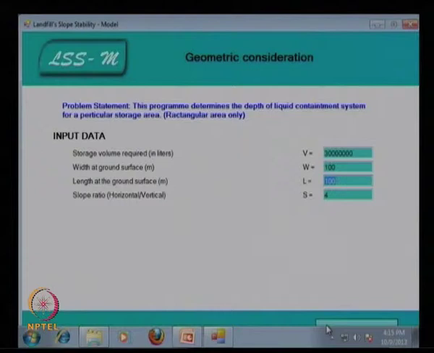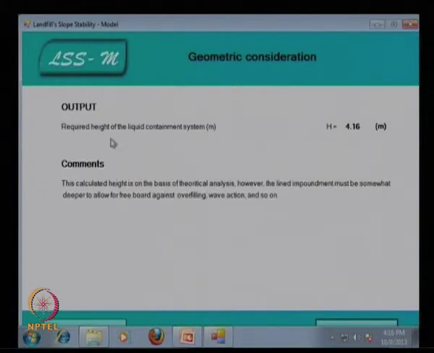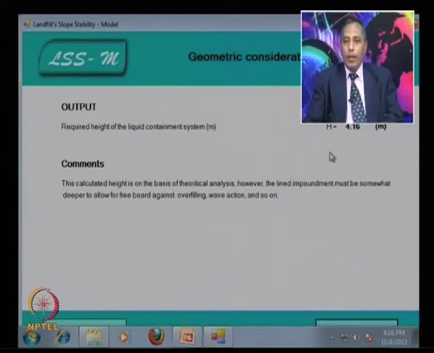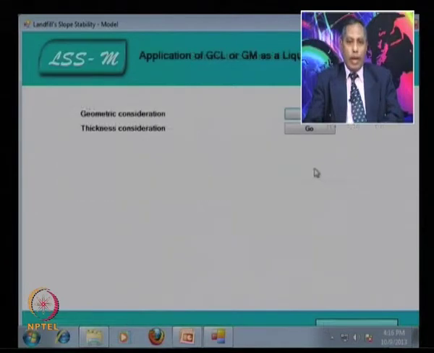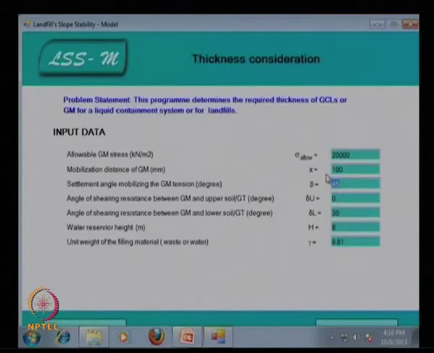So, you can calculate and determine the required height of the liquid containment system, that is H is equal to 4.16. So, you can calculate the height on the basis of the theoretical analysis. However, the liner impoundment must be somewhat deeper to allow the freeboard against overfilling, wave action, and so on. And if you go to thickness consideration, this is the problem statement. The program determines the required thickness of GCL or geomembrane liquid containment system for the landfill.